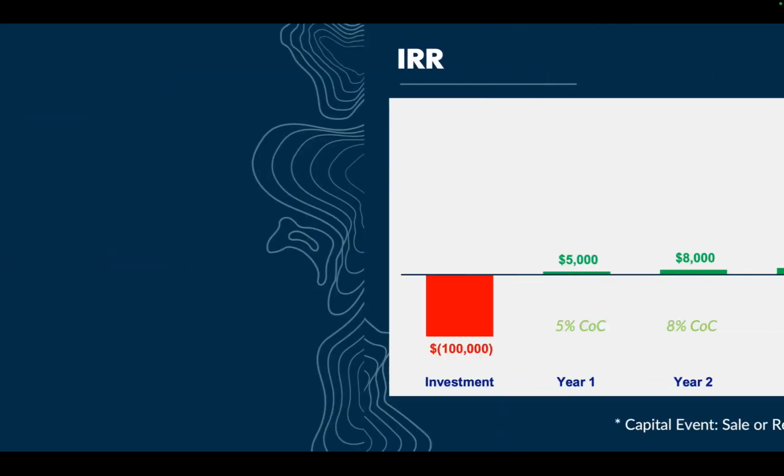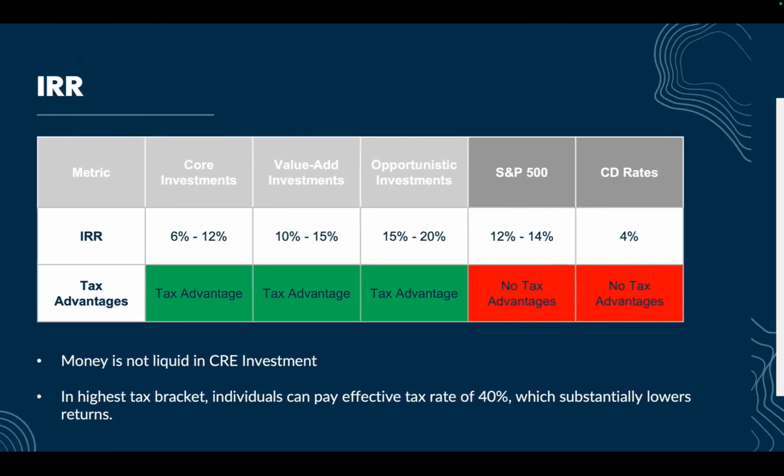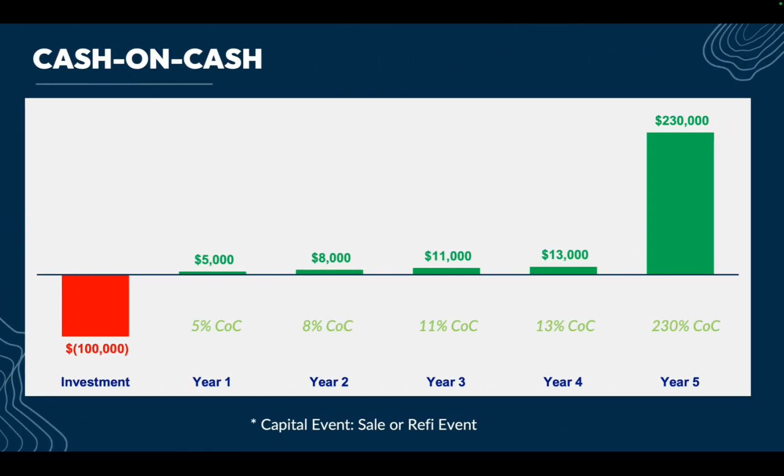Next is the cash on cash returns. So let me go over here. Cash on cash. I'm bringing this graph up again. This is a real estate deal. You have a $100,000 investment. In year one, you have $5,000. What's your cash on cash return? They're going to ask you, what's your year one cash on cash? So your year one is the distributions, $5,000, divided by your investment, $100,000. So that's 5%.